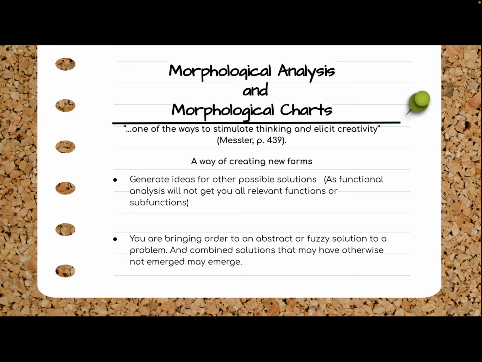In Chapter 35, functional analysis was discussed, but this will not get you all of the relevant functions or subfunctions that what you are creating could possibly have. So this definitely helps you think of some other options for different functions of your item. You are bringing order to an abstract or fuzzy solution to a problem, and a lot of times the combined solutions you come up with may not have emerged otherwise.